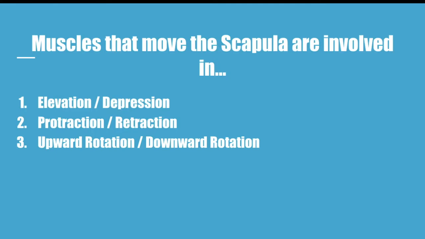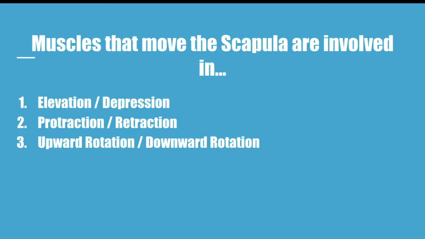Protraction is when the medial border is moving away from the spine. This is an abduction type of movement since it's moving away from the body. Retraction is when the medial border is moving toward the spine, and this is an adduction type of movement since the medial border is moving toward the midline of the body.